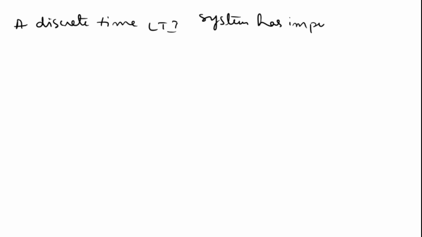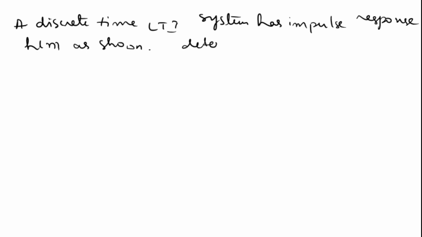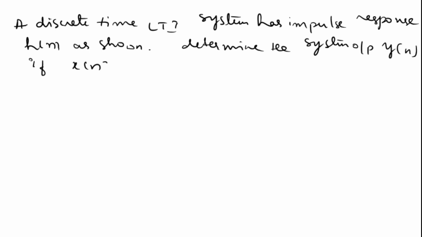Next problem, a discrete time LTI system has impulse response h of n as shown. Determine the system output y of n if x of n is u of n minus u of n minus 3.